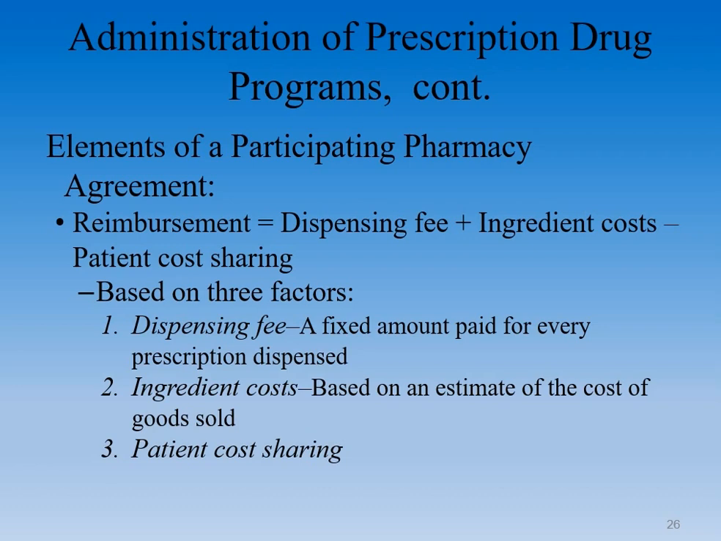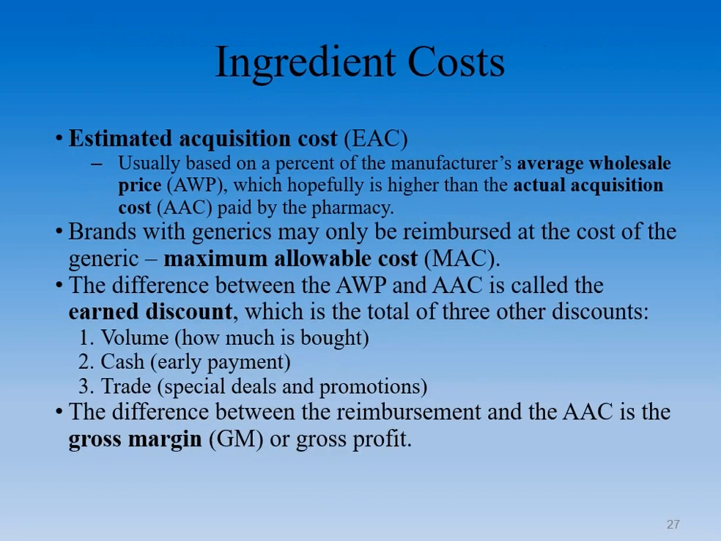It's based on three factors: the dispensing fee, which is a fixed amount for every prescription dispensed. The ingredient costs are based on the estimate of the cost of goods sold, and patient cost sharing. Maybe they have to pay a certain amount for each prescription. There's ingredient costs, and there's a lot of alphabet soup here.